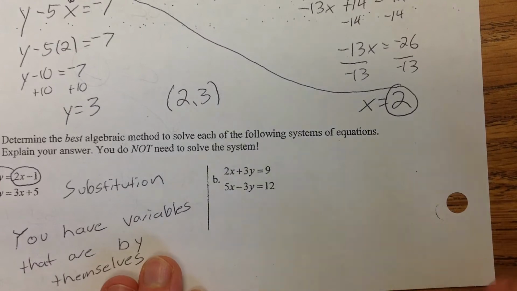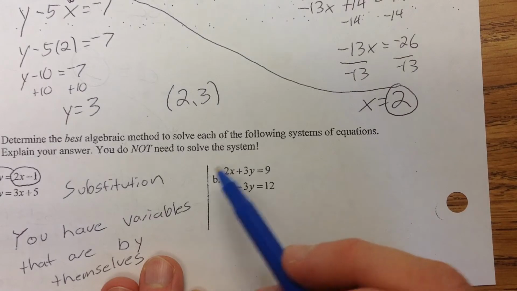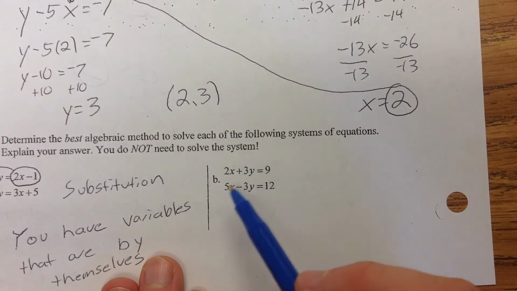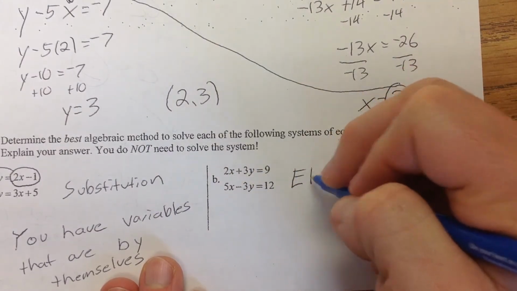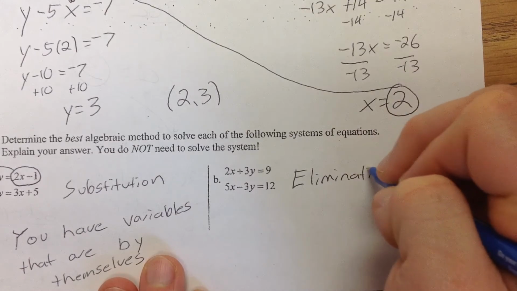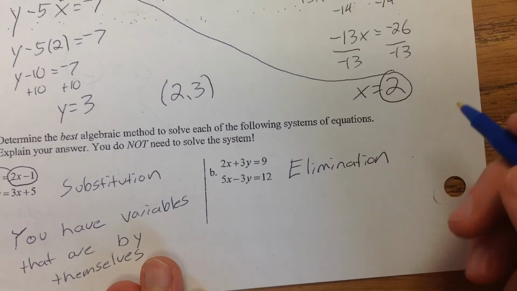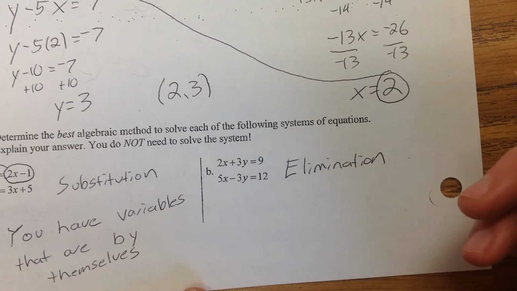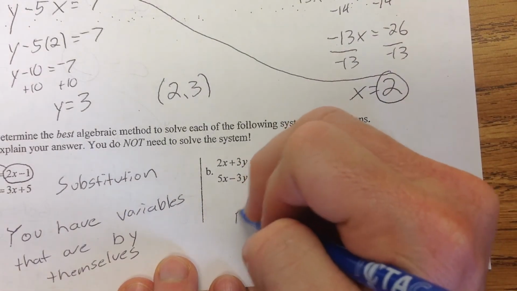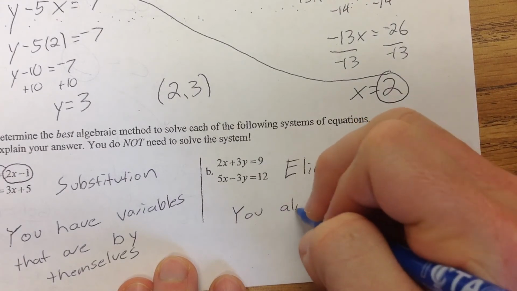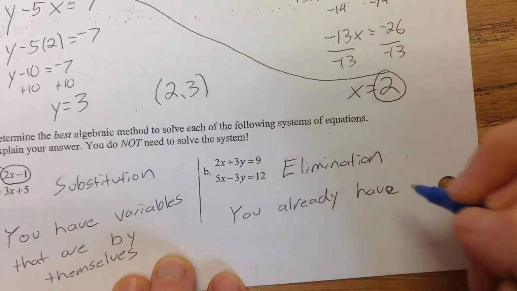Over here, we have 2x plus 3y equals 9, 5x minus 3y equals 12. It's not really going to be easy to get a letter by itself. We have the x's and the y's all lined up, so this would be a good one for elimination. And this is especially good for elimination because we have a positive 3 and a negative 3, which means we already have our opposites, or the technical term would be the additive inverse. All right, so we can just write you already have opposites.